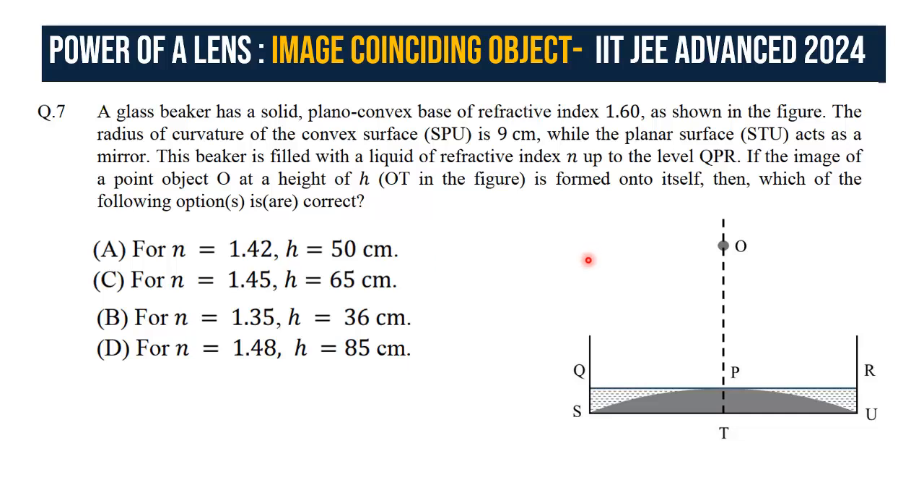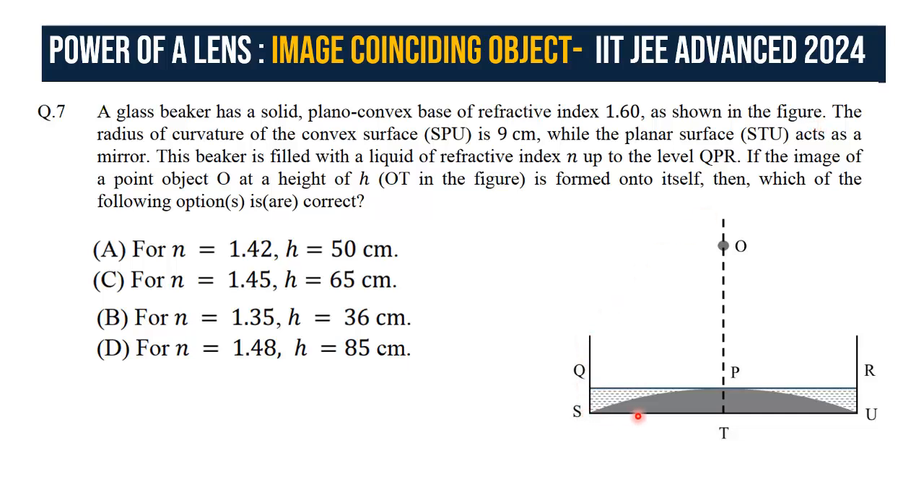This problem is from geometrical optics and covers the concept of equivalent focal length. Problem says a glass beaker has solid plano-convex base of refractive index 1.6 as shown in the figure.